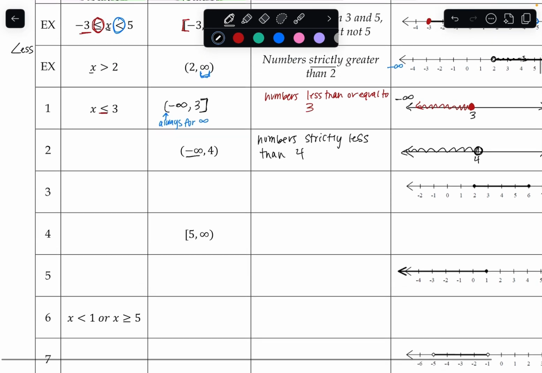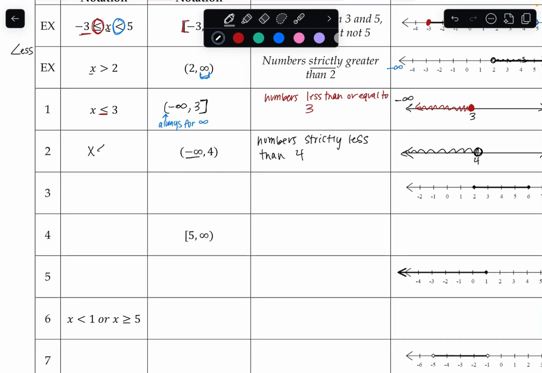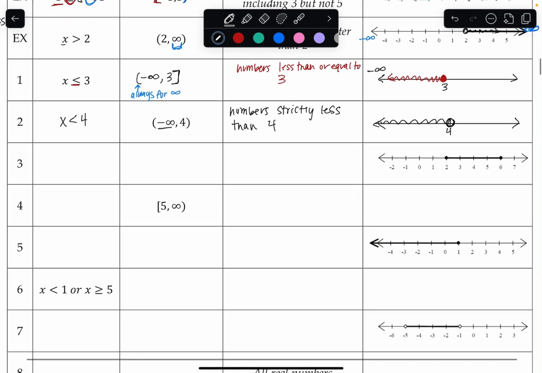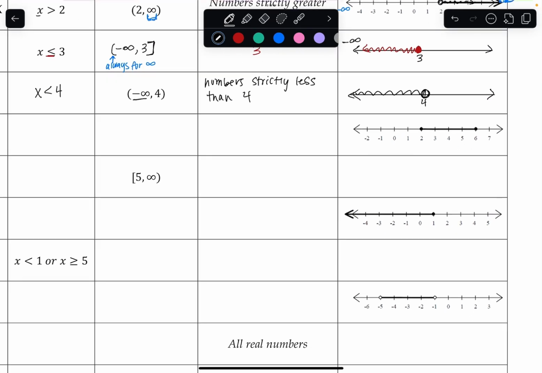Okay, and so in inequality notation, we would have x less than 4, no line underneath the inequality. Here they've given us the graph.